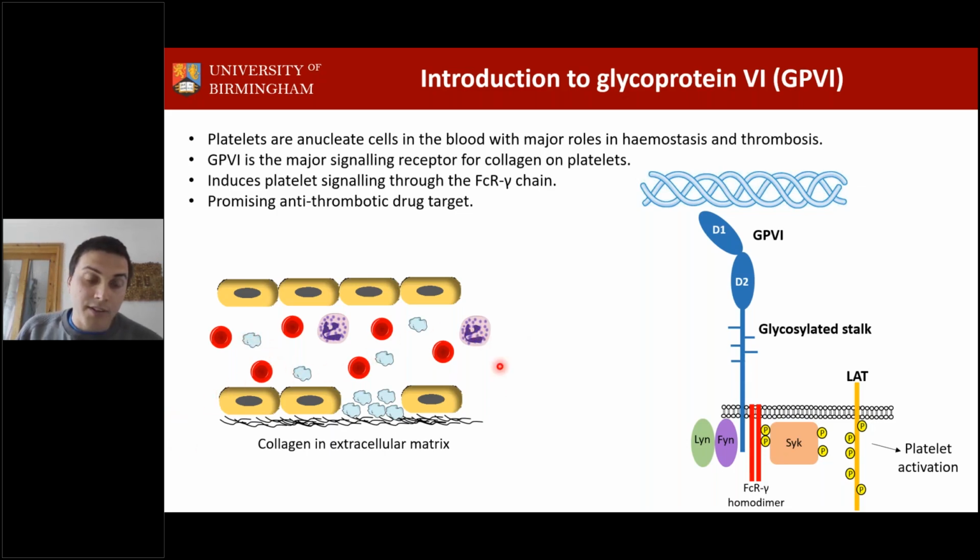So platelets are in the blood vessels. When you get an injury, collagen becomes exposed to the inside of the blood vessel. This is where GP6 will first come into contact with collagen.